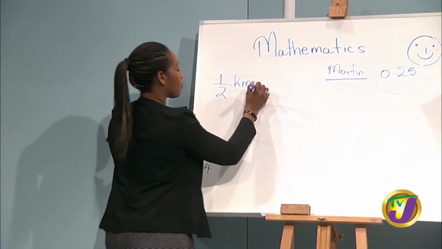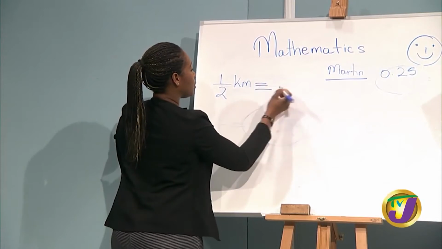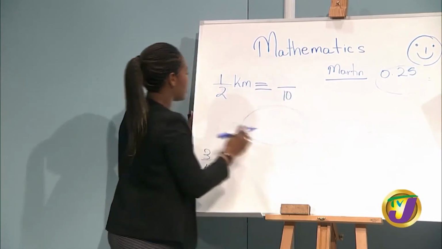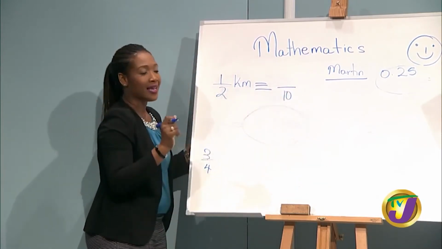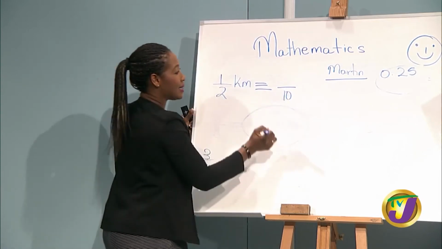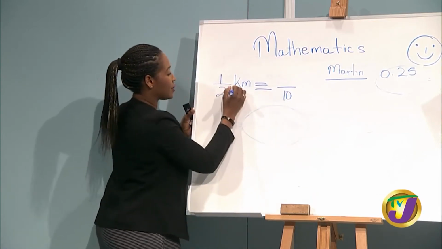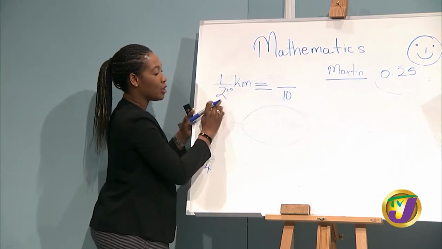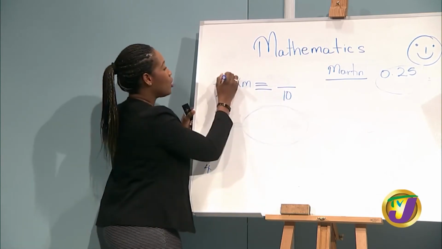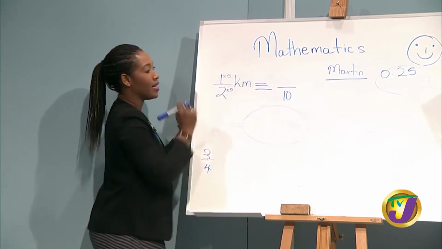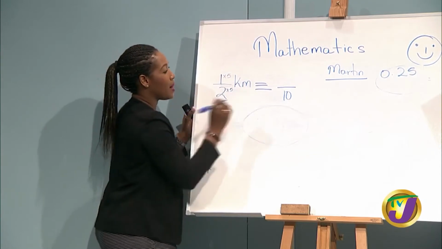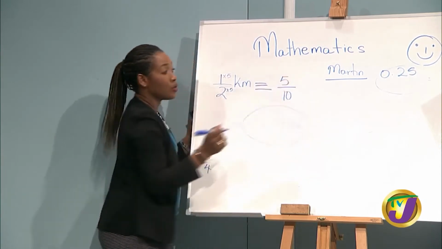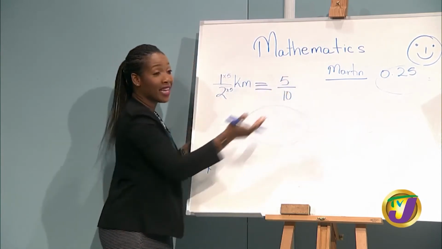So let's look. If I were to use 10 first, is 2 a factor of 10? Yes, it is. 2 divided into 10 goes 5 times. So 5 multiplied by 2 would give me 10. I must also carry that out for my numerator. 5 multiplied by 1 gives me 5. So right there I have 5/10.